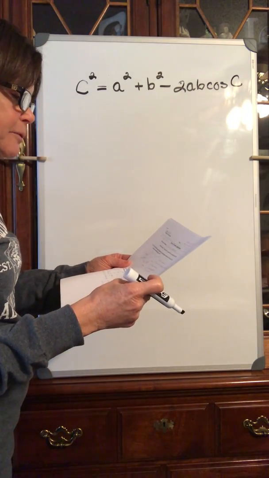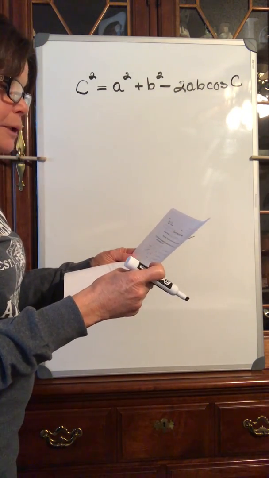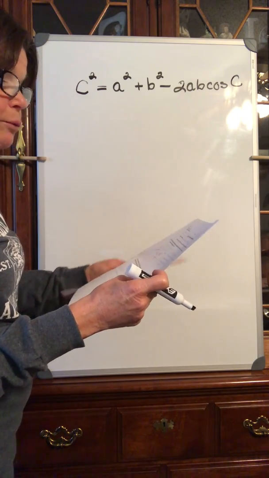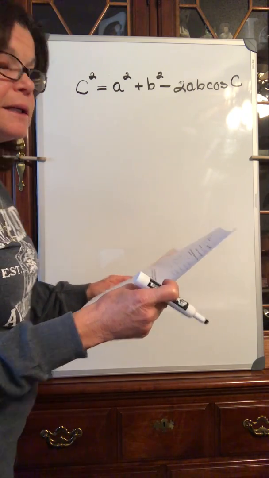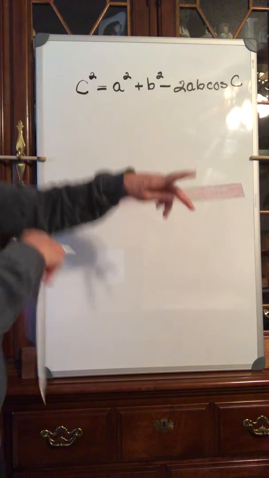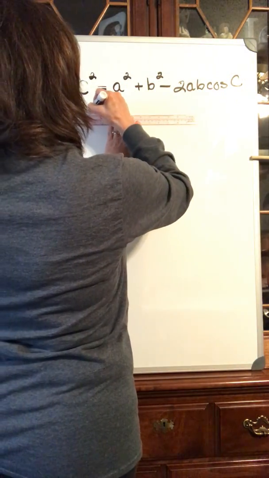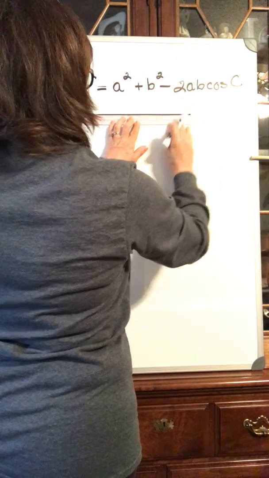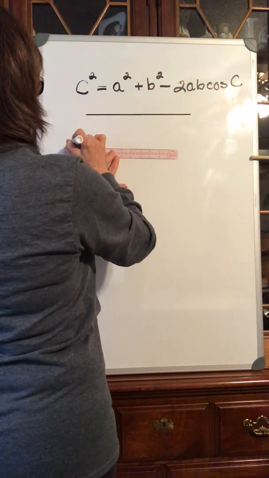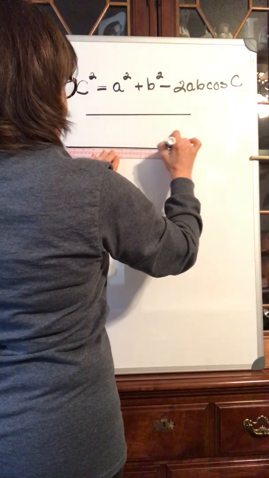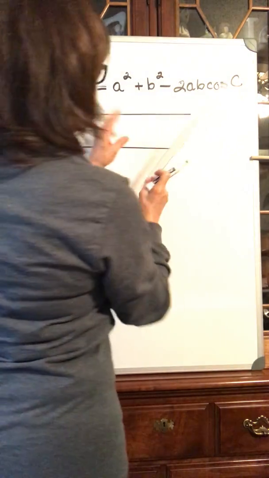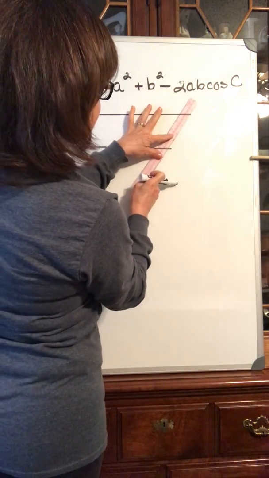So for the first example, find the longer diagonal of a parallelogram with sides of 10.4 inches, 12.8 inches, and an included angle of 48 degrees. So I'm going to draw another parallelogram. Definitely not drawn to scale.